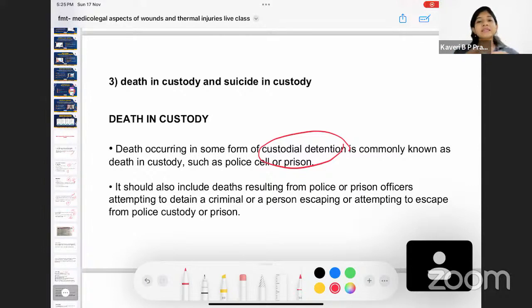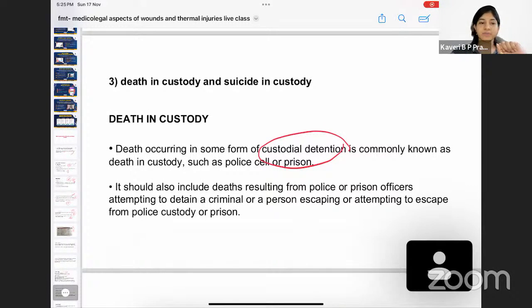So any deaths which happen in the presence of police or prison officers, or whenever they're trying to detain a criminal, at that time if there is death happening, or if the person who has been detained tries to escape from the prison, even then if death occurs, all these are the various types of deaths that come under death in custody.